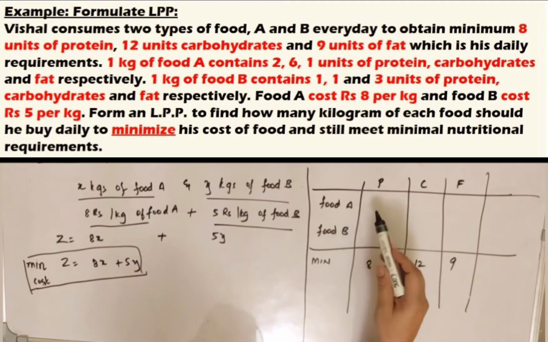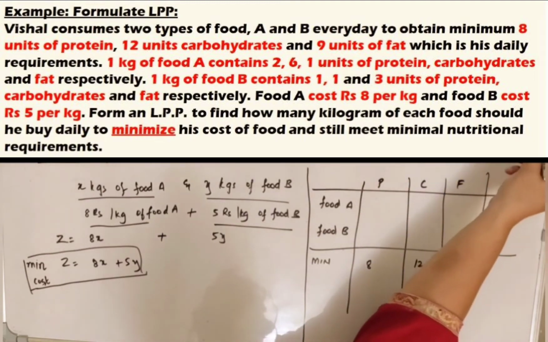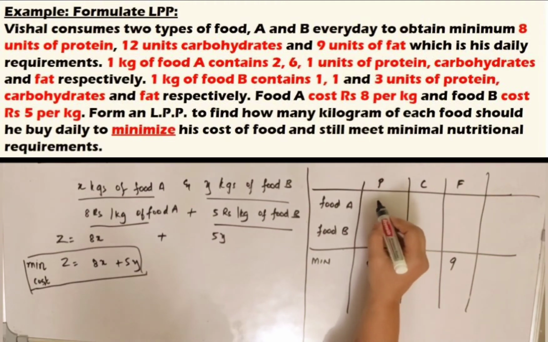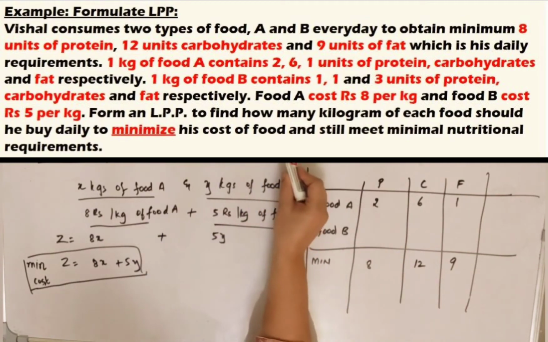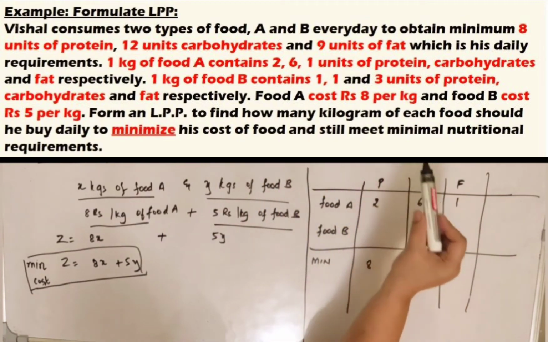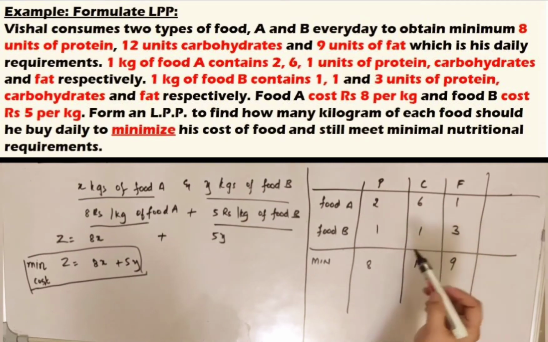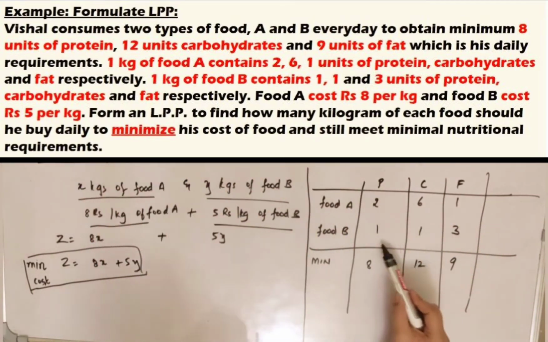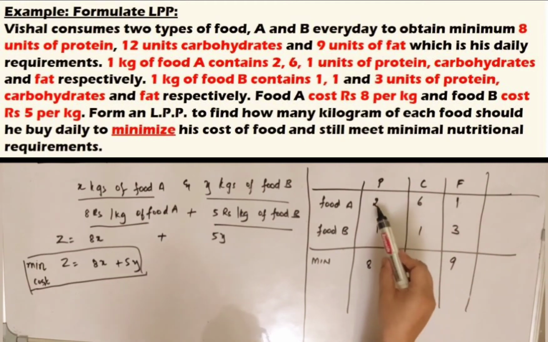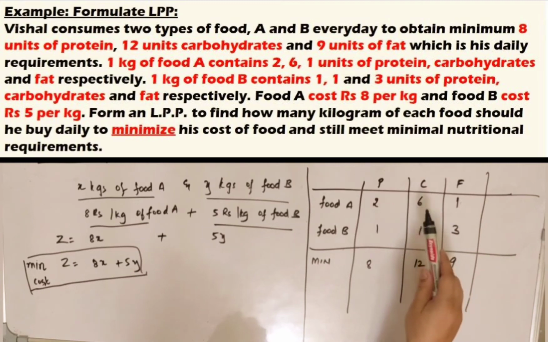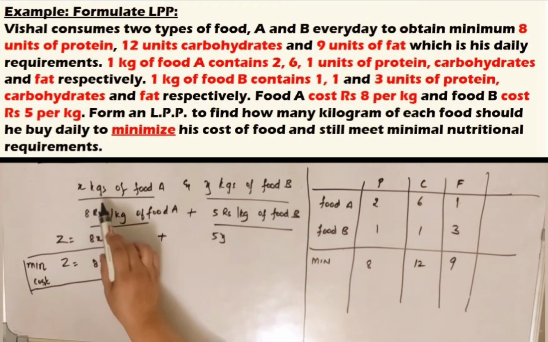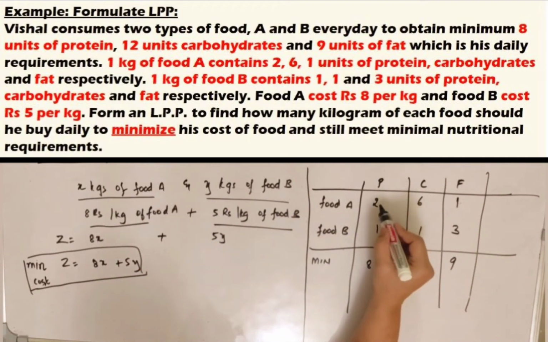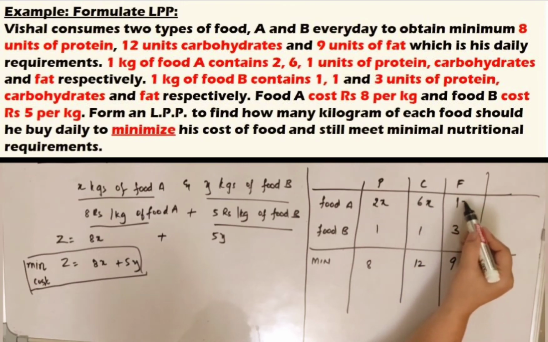Now in food A, how much protein is there? There are 2 units of protein in 1 kg of food A, 6 units of carbohydrates in 1 kg of food A, and 1 unit of fat in 1 kg of food A. So now we have assumed that there are x kgs of food A, which means it will be 2 into x, 6 into x, 1 into x.